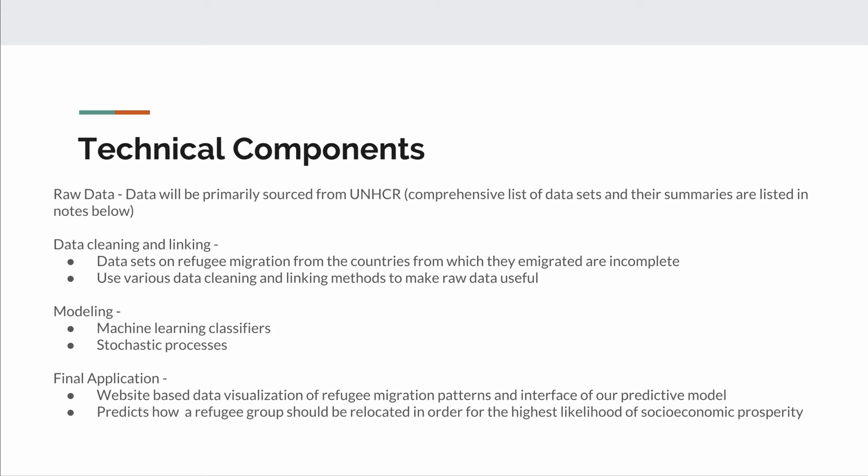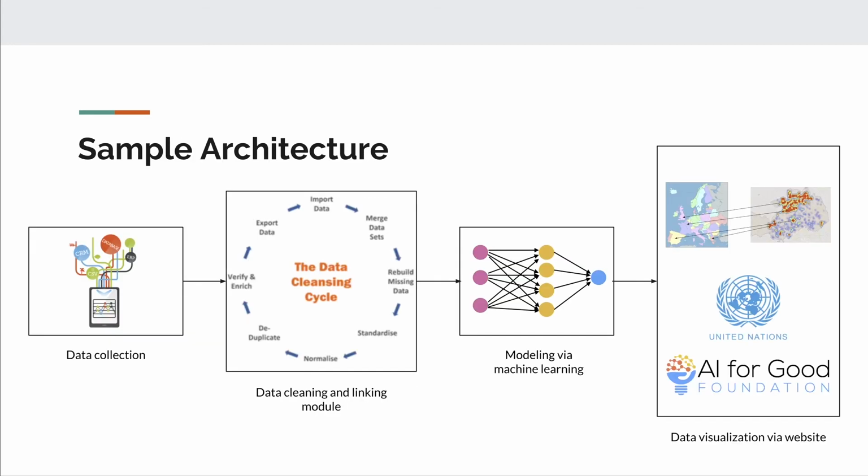Our final application of our data project will be a website-based data visualization of refugee migration patterns and interface of our predictive model. And it will predict how a refugee group should be relocated in order for the highest likelihood of socio-economic prosperity. The architecture will be based on these technical components. First, we will collect the data. Afterwards, we will clean and link the data in a module. Then we will model it via machine learning, and then we will visualize this data.